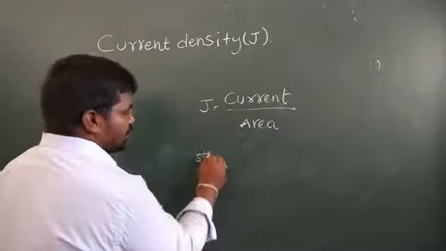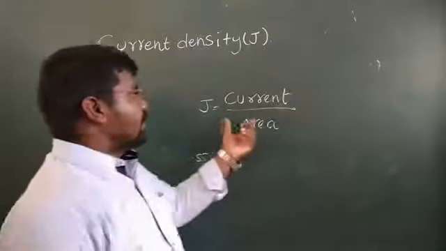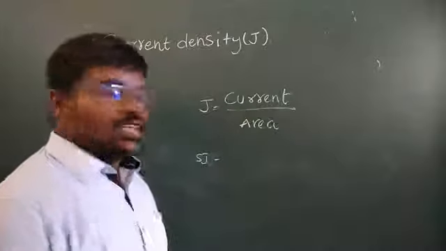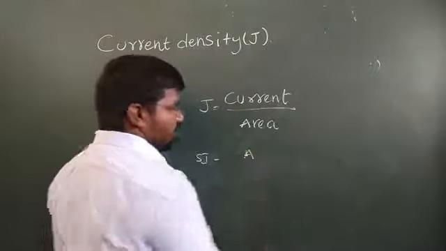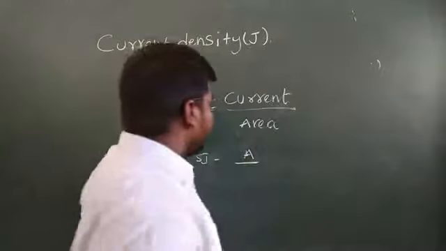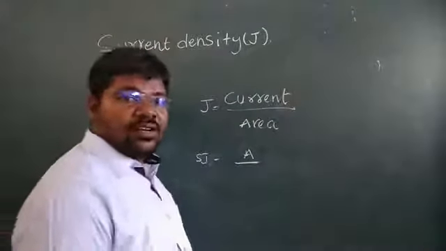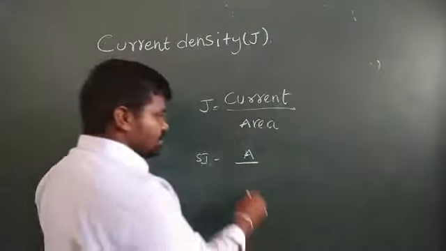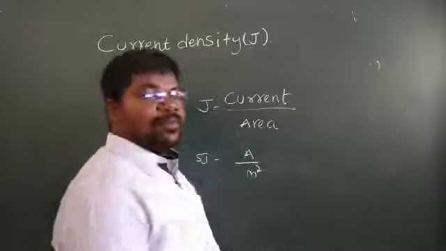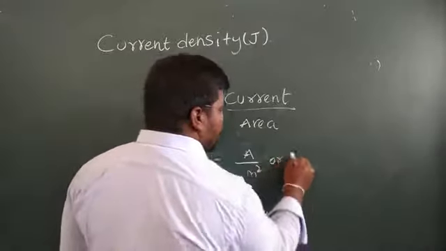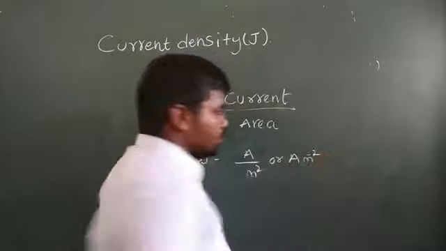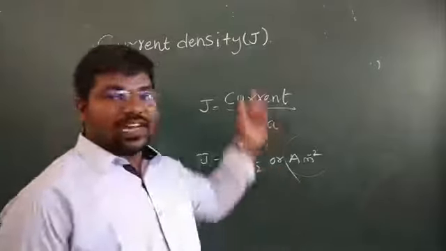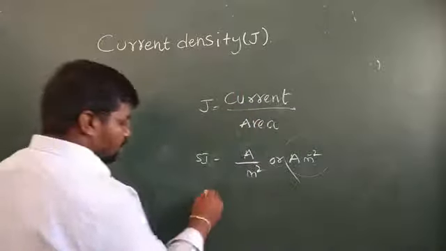Coming to SI units. What is the SI unit of current? Yes, ampere, denoted capital A, divided by area. What is the SI unit of area? Yes, meter square. Ampere per meter square, or ampere meter power minus 2, is the SI unit of current density. Coming to the dimensional formula.